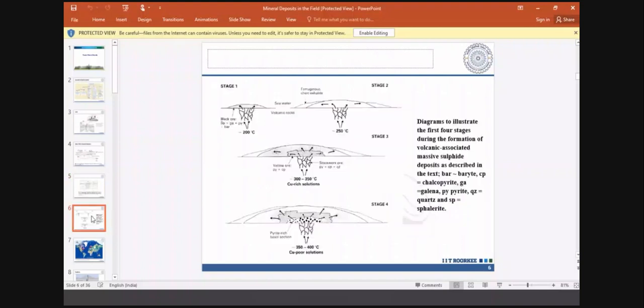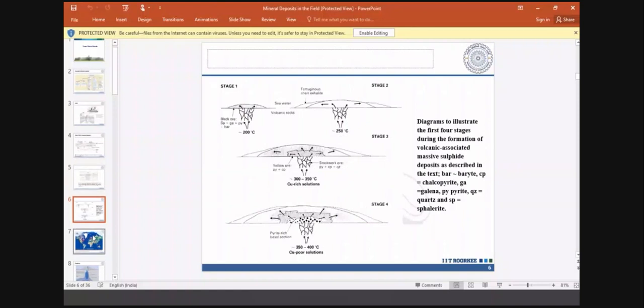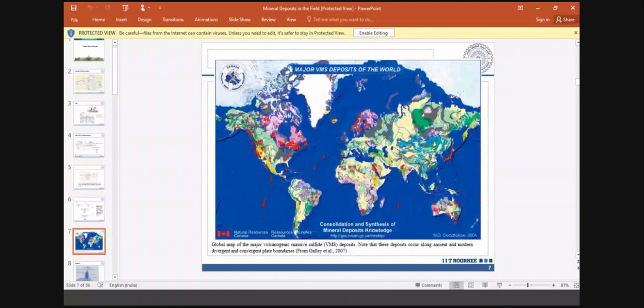So these are the different stages of the formation of volcanic deposits. We will study as we go more and more into the codes. So this is the world map showing the different types of deposits, especially the volcanogenic massive sulfide deposits in different places. You see in the American continent, in North America, you do have a little bit in South America. You have a lot of things in Europe, a lot of deposits in Australia. You have one deposit in Africa.